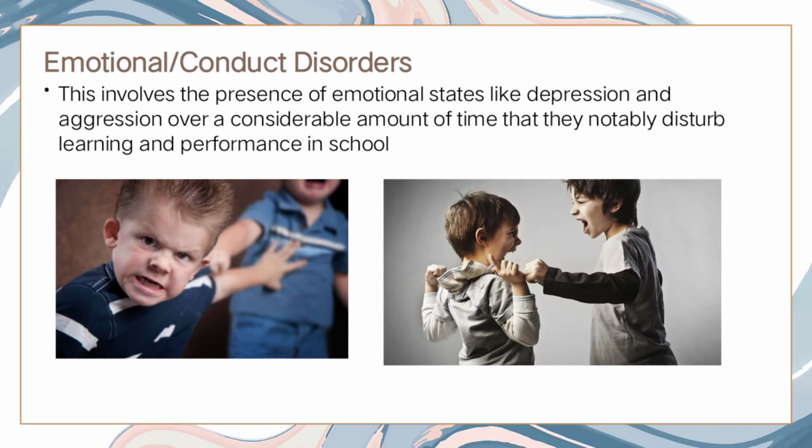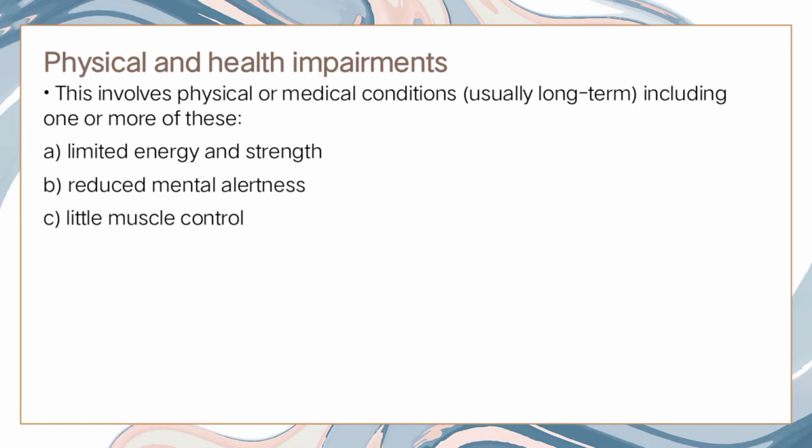Emotional conduct disorders. This involves the presence of emotional states like depression and aggression over a considerable amount of time, such that they notably disturb learning and performance in school. Children with conduct disorders have a difficult time following rules and behaving in a socially acceptable way. Their behavior can be hostile and sometimes involve physical violence. As you can see in the picture, people who have conduct disorders are usually aggressive and depressed.